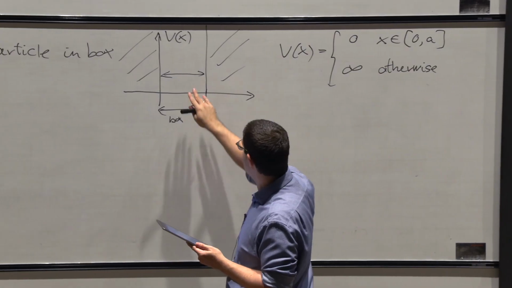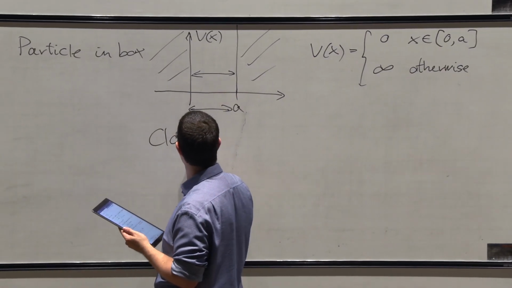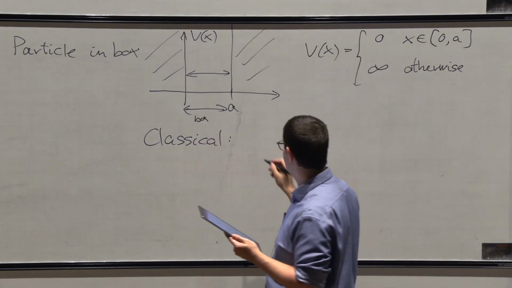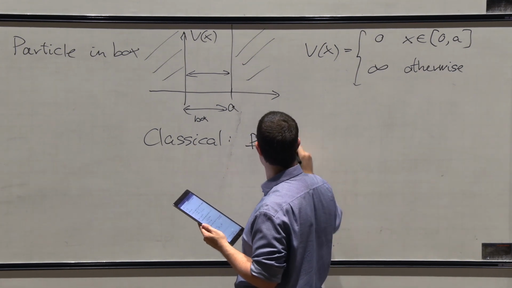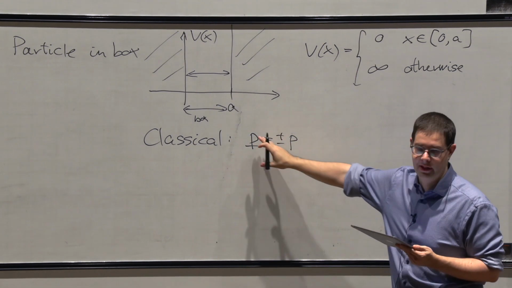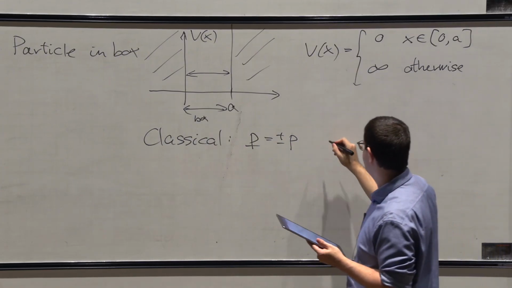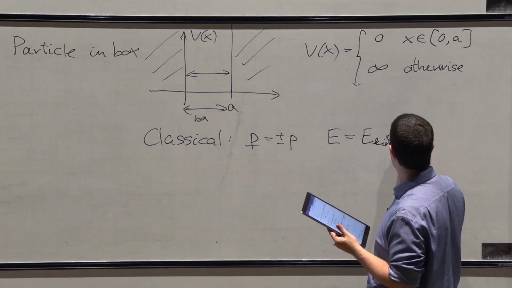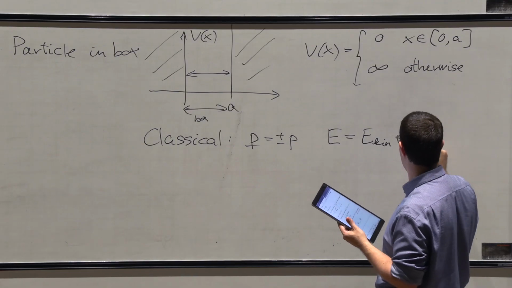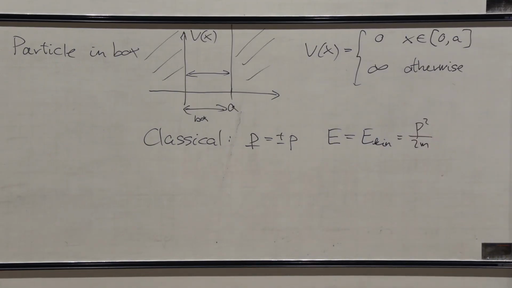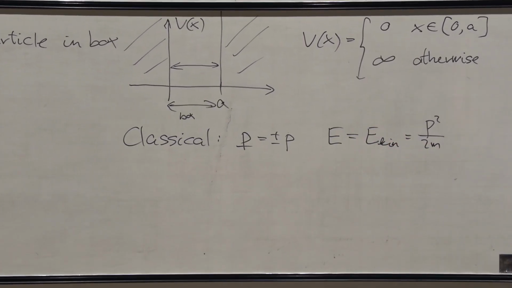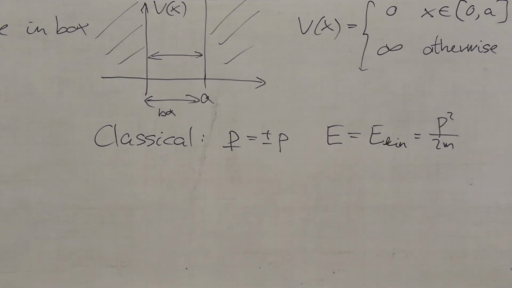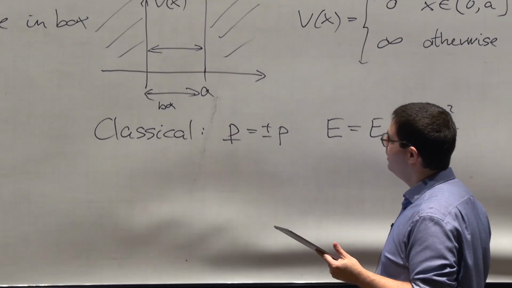So I said that classically we have this bouncing back and forth with constant momentum. So p is plus or minus p, where p is just the norm of this one-dimensional vector. And the energy is only kinetic energy, p squared over 2m. Okay? In particular, for any value of p, we get an energy. So energy is continuous. We will see that quantum theory makes the energy discrete.